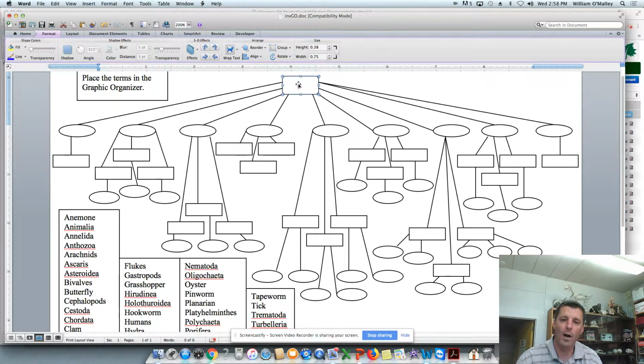Okay, so what goes in this top box? Animalia. And then we're going to go left to right, across. Okay? Cnidaria. Are we going down? Porifera? No, we're going to go across. Next box. Cnidaria. Next box. Platyhelminthes, which are flatworms. Next box. Nematoda.